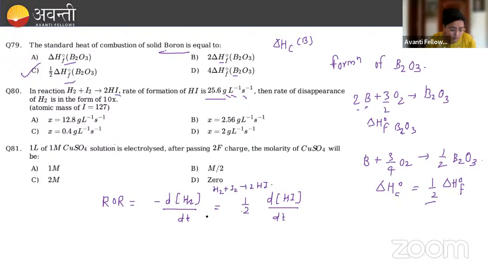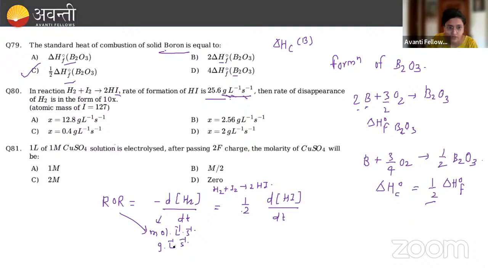So here I have written the number of moles below. You know that our unit for rate is always moles per liter per second. But right now it is given in gram per liter per second. So we need to convert that weight, we need to convert that rate of reaction into moles.